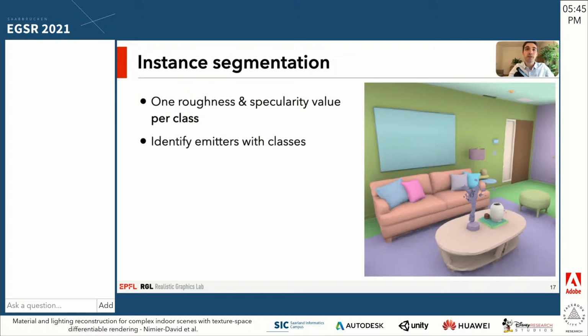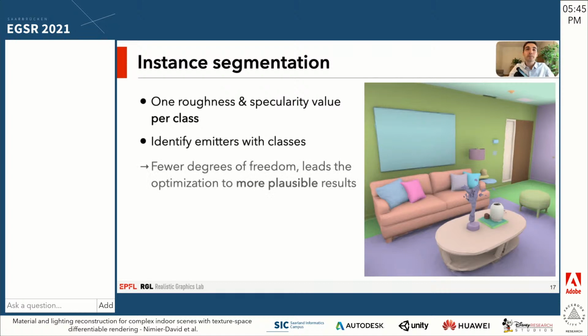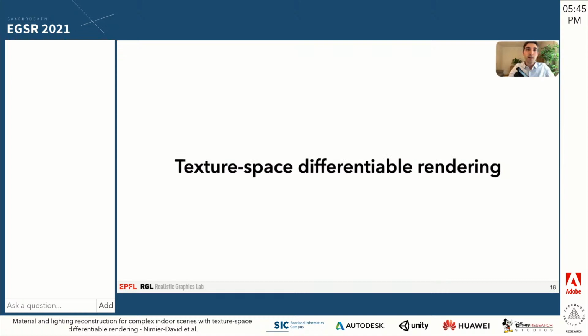To avoid this issue, we decided to restrict the number of degrees of freedom. Using an instance segmentation, all points in the same class share one roughness and specularity value. These segmented classes are also used to detect the position of emitters, and that's explained in more detail in the paper. Effectively, fewer degrees of freedom guides the optimization to more plausible results. Next, we'll look at our proposed texture space sampling scheme and see why it helps.